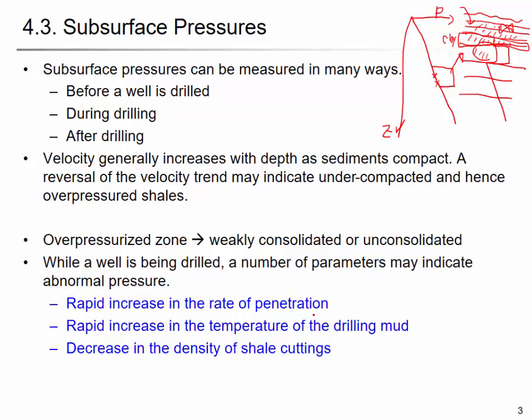Another is a rapid increase in temperature of the drilling mud. We're going to talk about this one soon. And a decrease in density of the shale cuttings. In the under-compacted zone, as you cut through with the bit, the rock chips coming out will have lower density than at other depths.